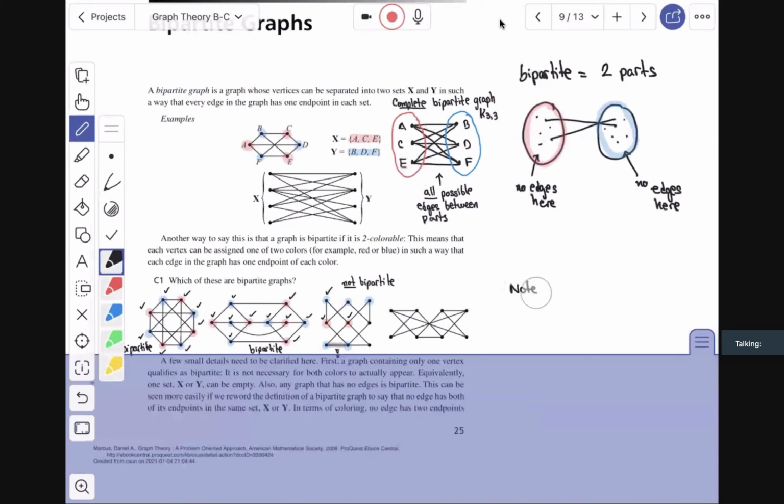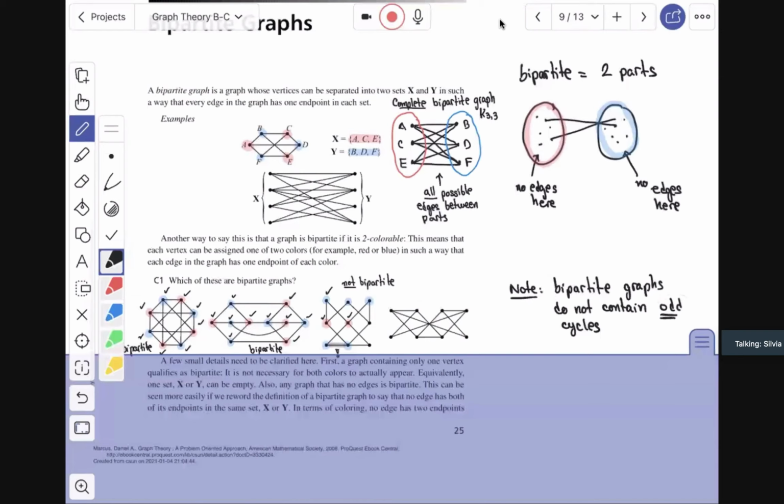So note, bipartite graphs, let me say it in a different way, bipartite graphs do not contain odd cycles, right? Because any cycle will have to go right, left, right, left, right, left, and finish. So it needs to be even. If there's a cycle, it needs to be even. It cannot contain odd cycles.